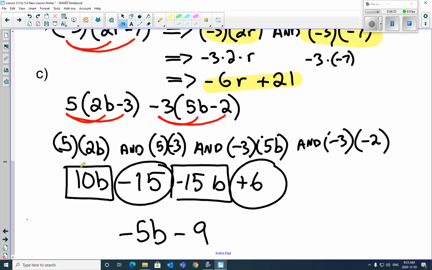So go back over here. 5 times 2b is 10b. 5 times 3 is negative 15. Negative 3 times 5b is negative 15b. Negative 3 times negative 2 is positive 6.